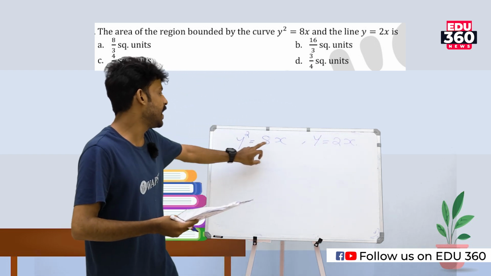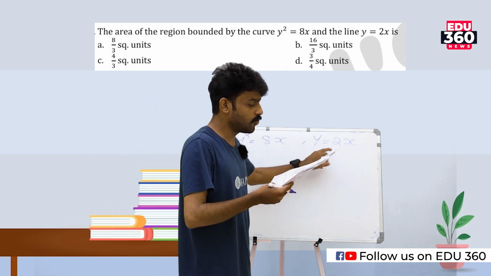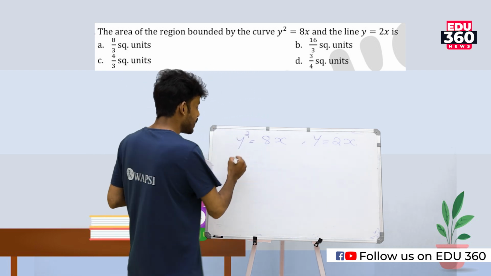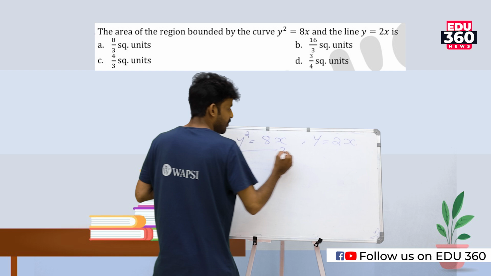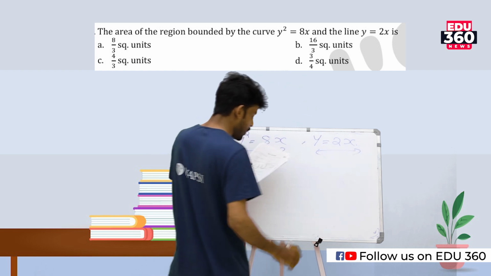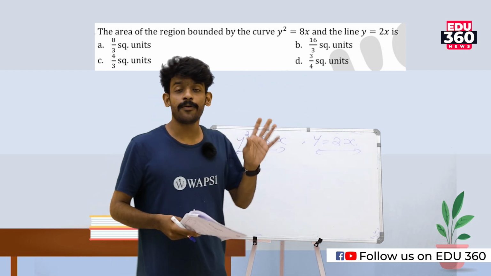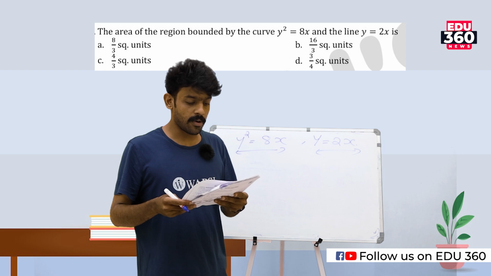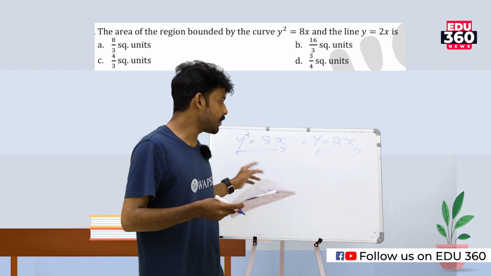Y square is equal to 8x and y is equal to 2x. So this is the curve, and this is the line. So we need to find the area of the region bounded by the curve and the line.